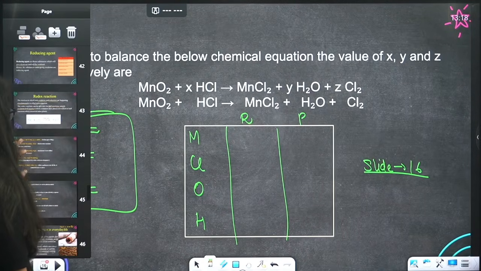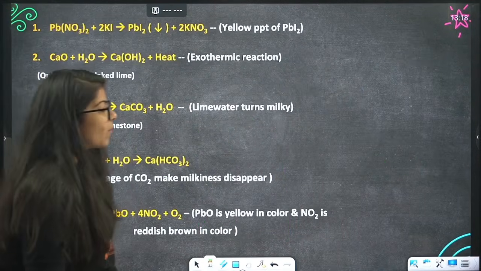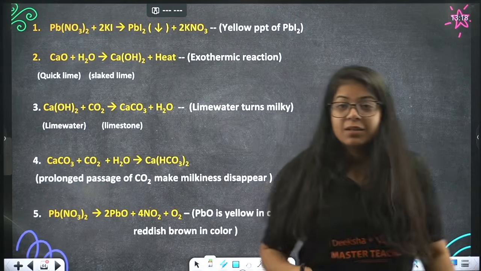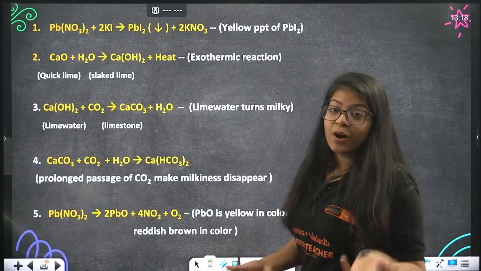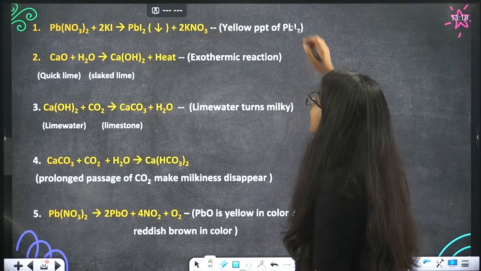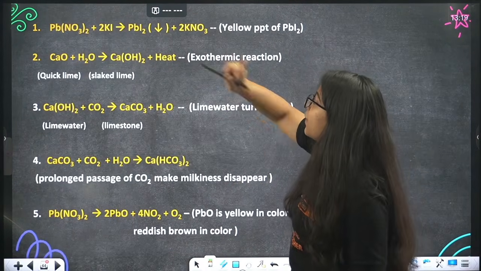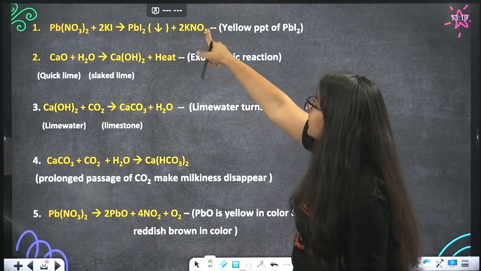What you have to do, I have some chemical equations. Okay, first of all you have to learn these, they are very important. All of them you don't have to learn, you have to understand these. Okay, so beta, Pb(NO3)2 plus KI gives PbI2 plus KNO3.